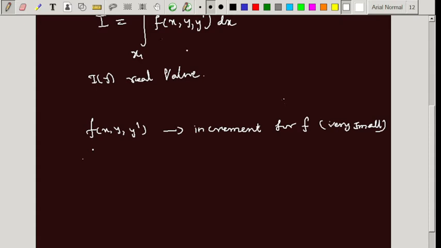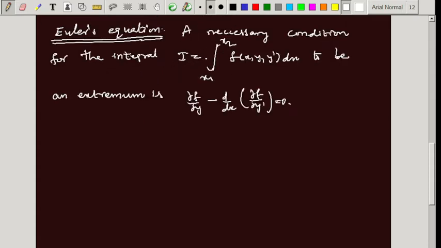So Euler's equation, a necessary condition for the integral I equal to the integral from x1 to x2 of f of x comma y dash into dx to be an extremum, then Euler's equation is dou f by dou y minus d by dx of dou f by dou y dash equal to 0. So proof.